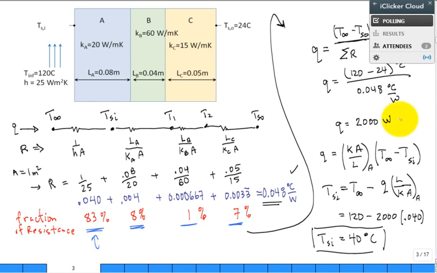Anyway, I calculate that Q, 2000. I come in here and I calculate the TSI is 40 degrees C. So it drops from 120 to 40 degrees C, and then drops the rest of the way to 24 degrees C as you move through. Look good? All right.